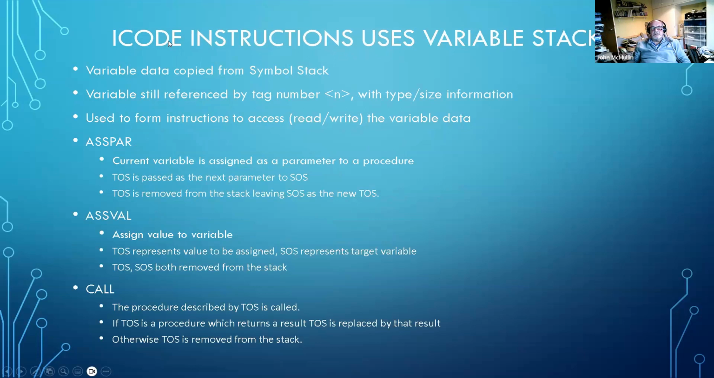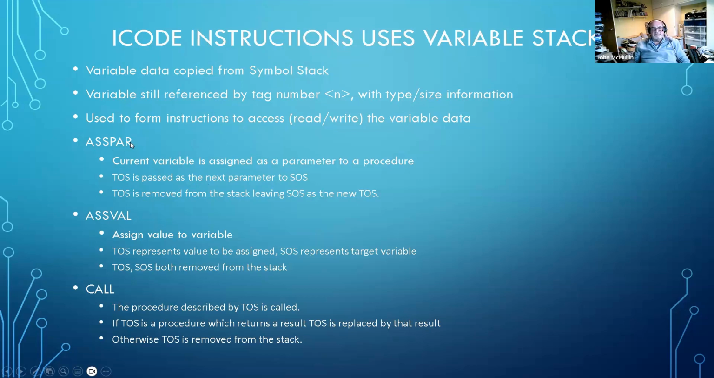So the variable stack takes its data from the symbol stack, but you still reference a variable by its tag number, because you can then use that tag number against the symbol stack to get its type and size information. But you can also get the updated type and size information stored inside the variable stack. So these are used to basically form the instructions to access variable data.